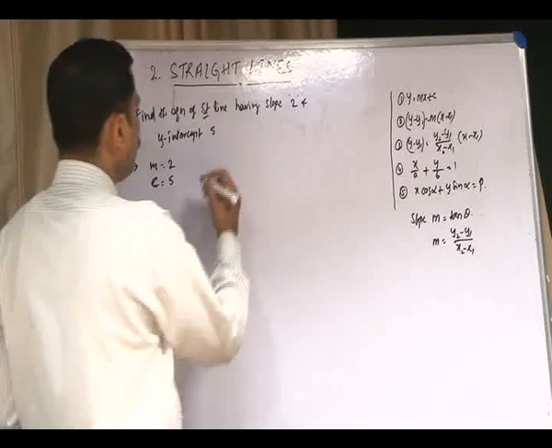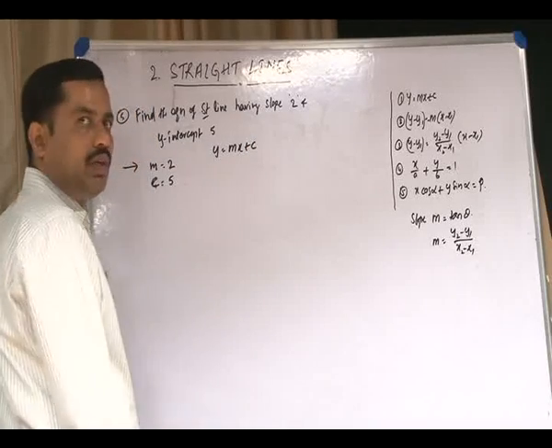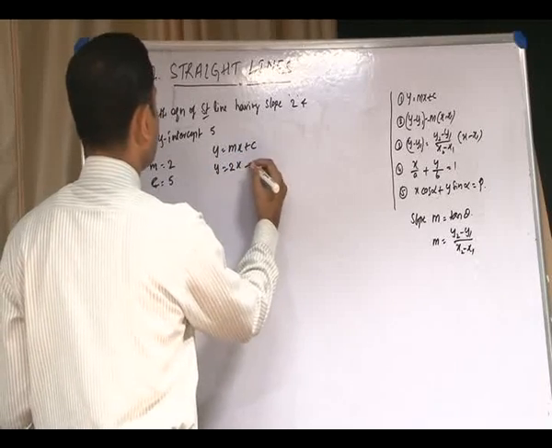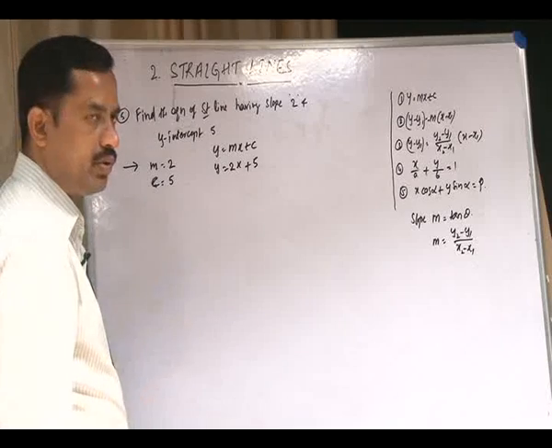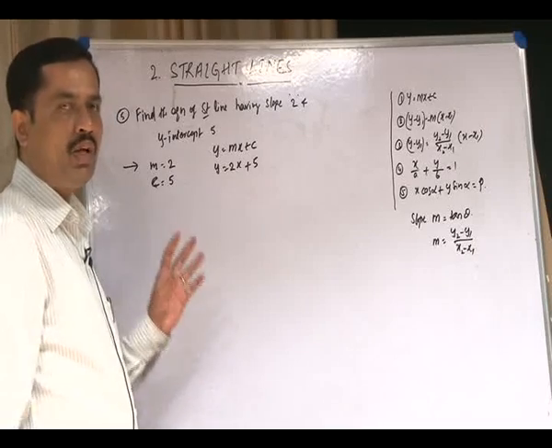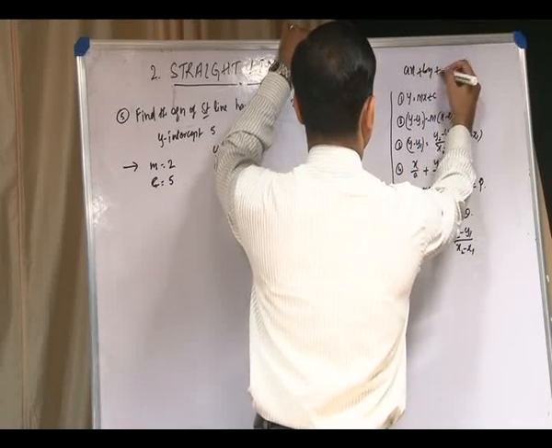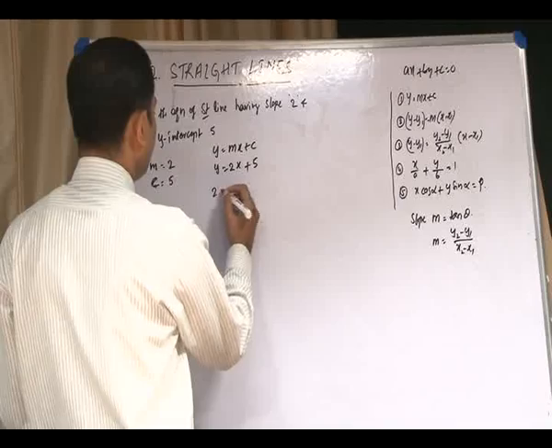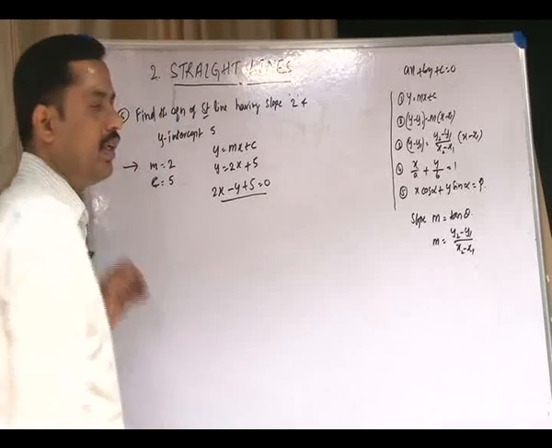So, we know that the slope intercept form is given by y is equal to mx plus c. Now substitute the data, that is y is equal to m, the slope of the straight line, that is 2 into x plus c, the y intercept, that is 5. So, the equation of straight line is y is equal to 2x plus 5. Now, to write the final equation of straight line, we will use the general form. We know that the general form of equation of straight line is ax plus by plus c is equal to 0. So, in the general form, we can write this as 2x minus y plus 5 is equal to 0. So, that is the equation of the straight line.